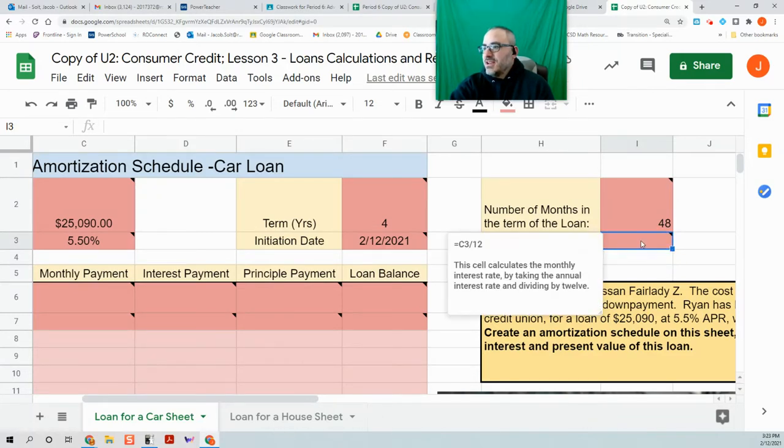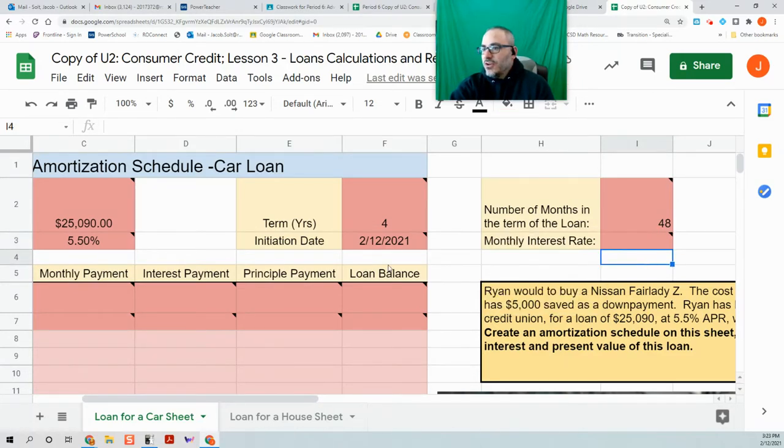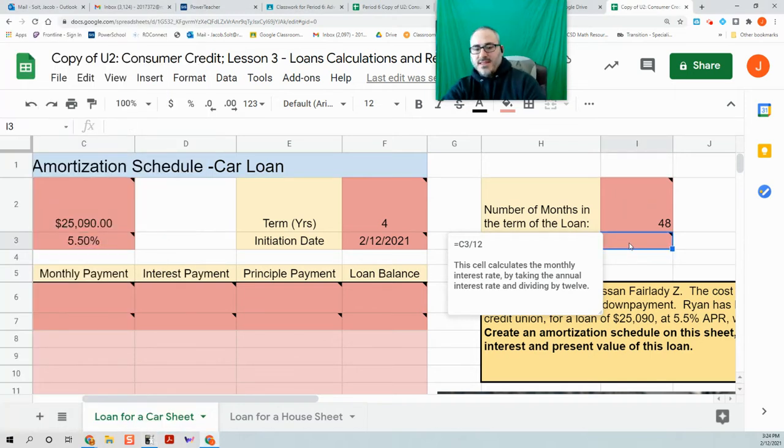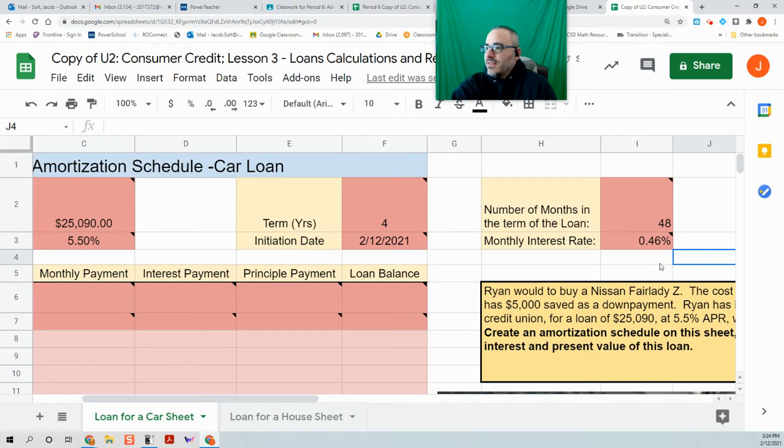All right, so monthly interest rate. The monthly interest rate, you could just take this 5.5%, and this is a yearly interest rate. To get a monthly interest rate, I'm going to need to divide by 12. So I could put 0.45833 repeating here. That's fine. You can totally do that.